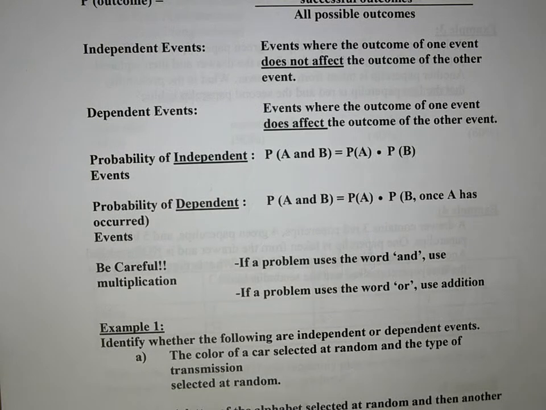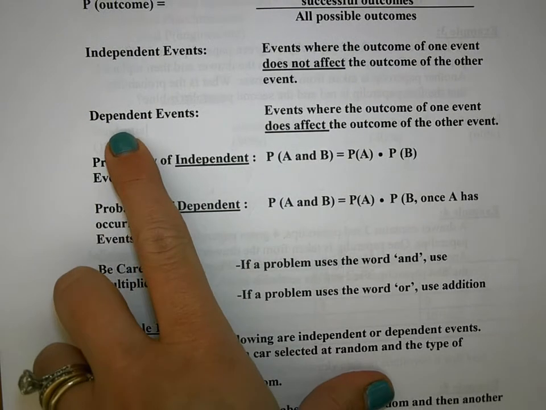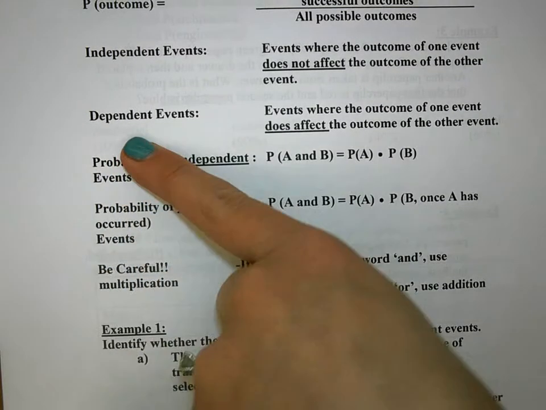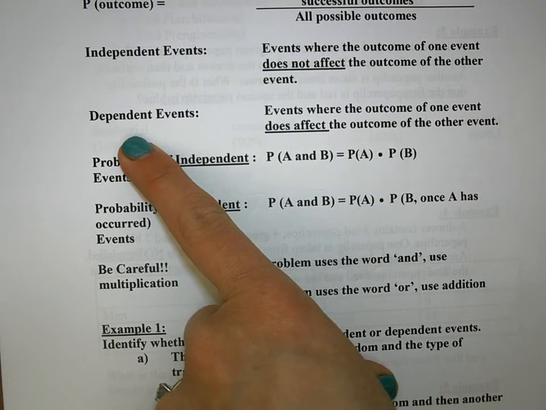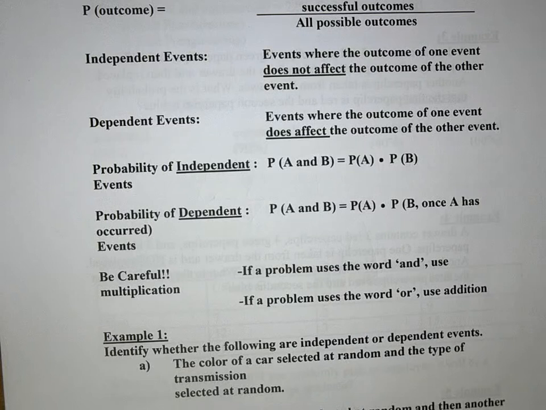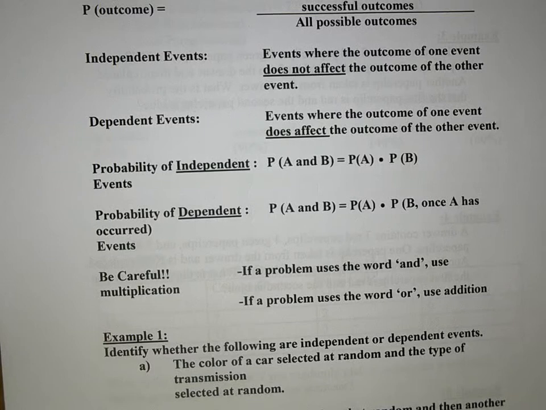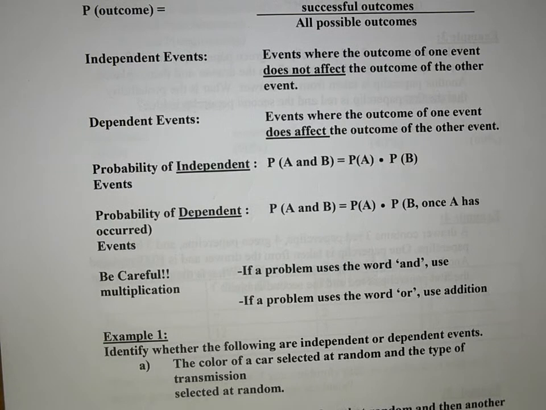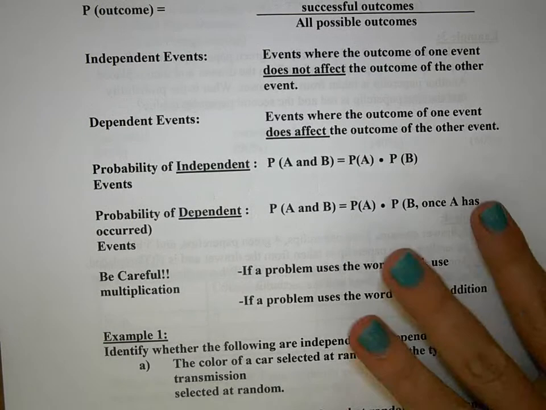For me, what I think about dependent events is like doing your math work and paying attention in class and the grade you get on a test. Those are dependent. If you don't pay attention in class, you don't do your homework, then you're going to get a bad grade, right? Like that's just going to happen unless you're a genius.